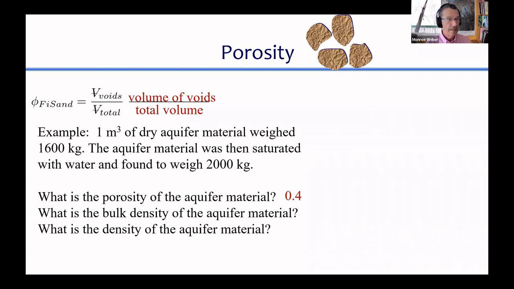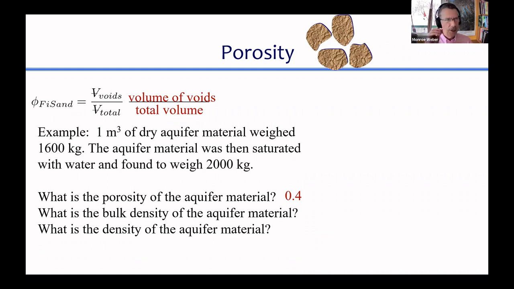Does that make sense? If we had filled that whole container up with water at a cubic meter, it would have been exactly 1,000 kilograms. We were able to put 400 kilograms worth of water in there. So it's 400 over 1,000, it's 0.4 is the porosity. And by the way, that's kind of the standard accepted porosity. It varies a little bit, but if you have a well-graded material of uniform size, that's roughly what the porosity is. What about the bulk density of the aquifer material?